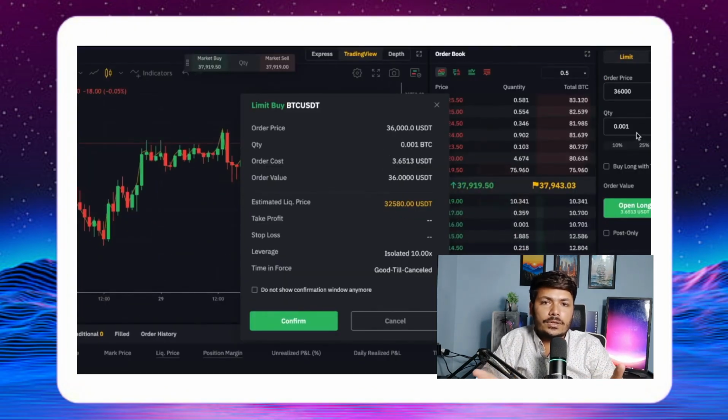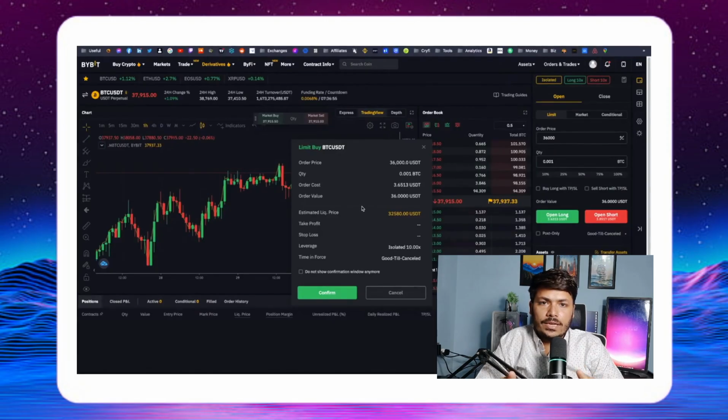Now, when using leverage, you don't need the full amount. If your leverage is 10x, instead of needing $30,000, you would only need $3,000 to open that same position. Of course, with leverage comes higher risk and you'll have a liquidation price. For example, if Bitcoin falls to around 32,580, your trade could be liquidated.